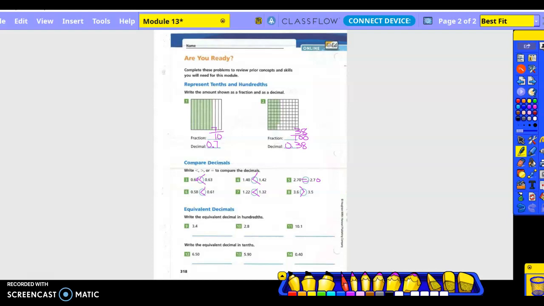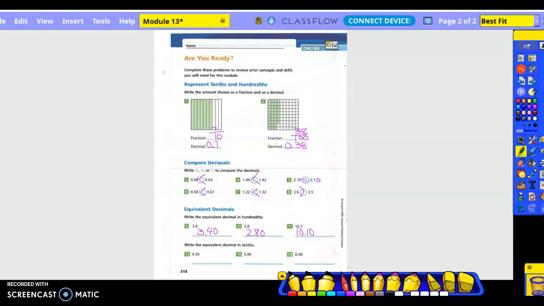Okay. So write the equivalent decimal in hundredths. So basically, all we have to do is add a what to the end? 0 to hold our spot. That would be 3 and 40 hundredths. This one would be what? 2 and 80 hundredths, right? Number 11 would be what? 10 and 10 hundredths.